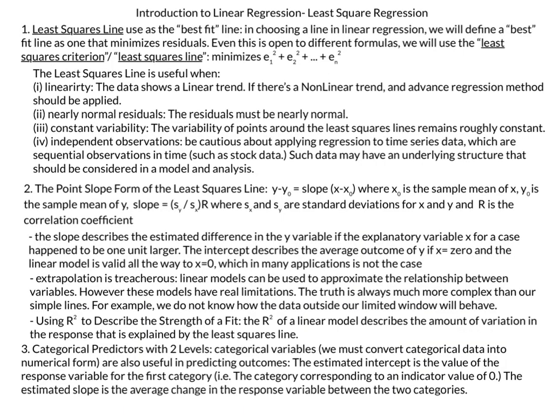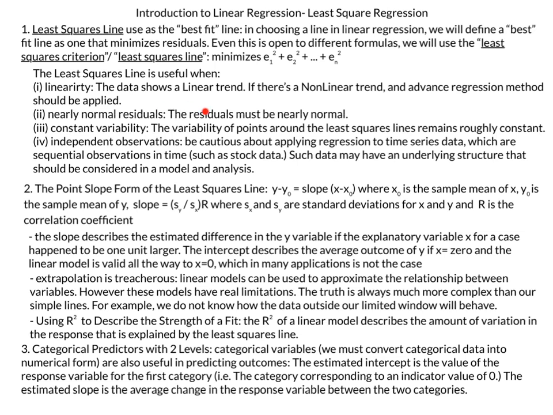Okay, to review what we've covered in this video, we talked about the least squares regression line, which is a best fit line for a set of points. And it's best fit in that it minimizes residuals. But even with this minimized residuals criteria, there are many different formulas that will satisfy this. What we use is the least squares criteria, the least squares line that minimizes the sum of the squares of the errors. The least squares line is useful when we have linearity, when the data shows a linear trend. If there's a nonlinear trend, we need a different, more advanced regression model.